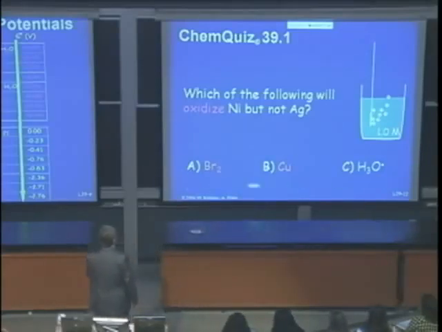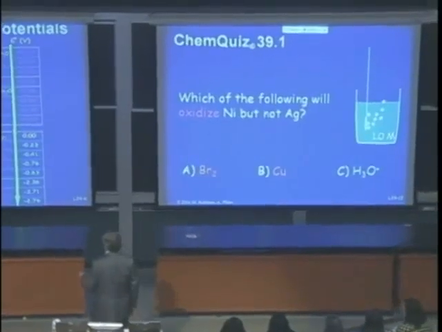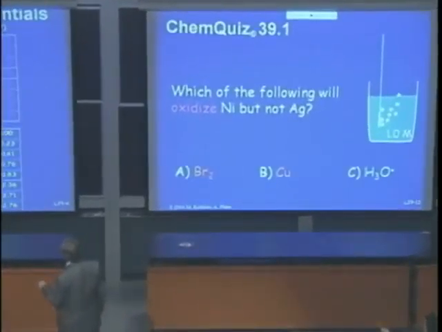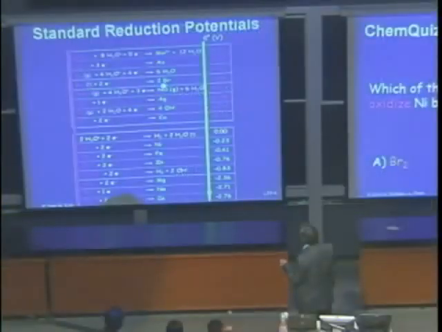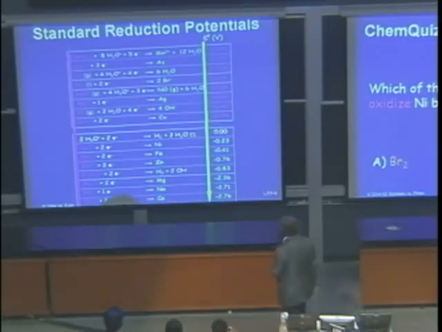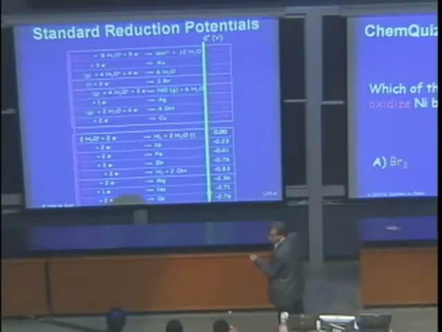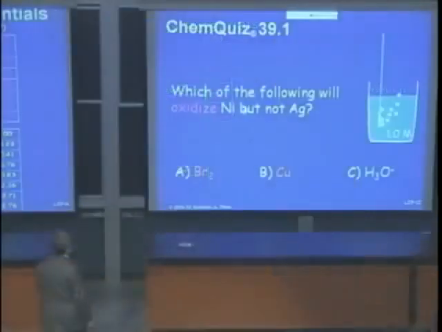These are the three oxidizers. We have bromine, liquid, which could be reduced to bromide, with 1.06 volts. Everything below will be oxidized, so it will oxidize silver. It takes the electrons and rips them off the silver, and silver becomes silver 1. So bromine oxidizes silver, so it's not bromine.